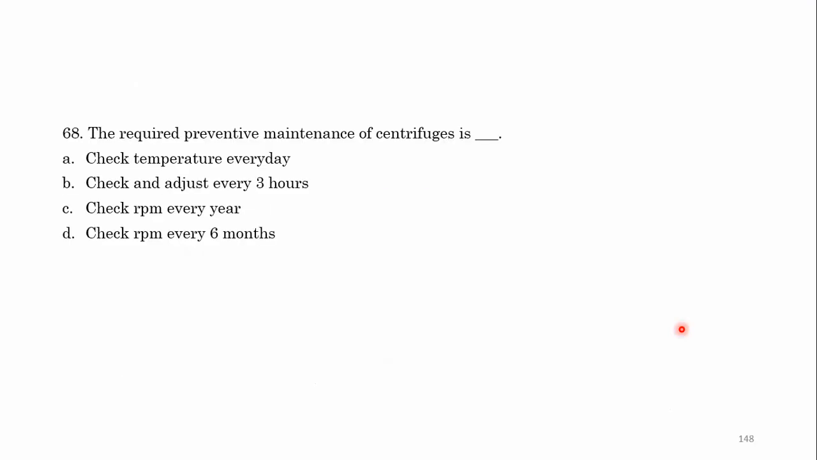Number 68, the required preventive maintenance of centrifuge is blank. A, check temperature every day. B, check and adjust every 3 hours. C, check RPM every 3 years. Or D, check RPM, revolutions per minute, every 6 months. The maintenance check of centrifuges should be every 6 months or semi-annually. Number 68, letter D. Check RPM every 6 months or semi-annually. Letter D.